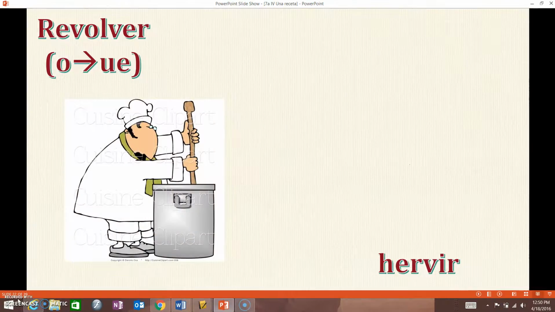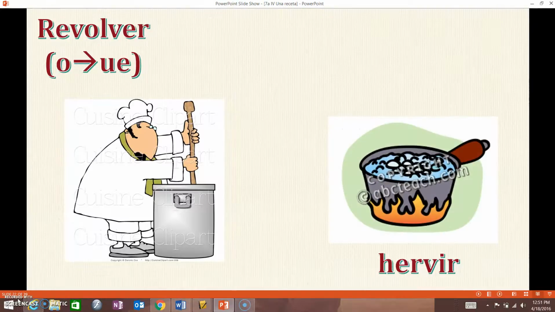Revolver es como mezclar los ingredientes con una cuchara. Y hervir se refiere al agua muchas veces, como el agua hierve en la estufa. Es un verbo A-I-E, E to I-E in the present tense, so hierve, el agua hierve, the water is boiling. Hervir, to boil.